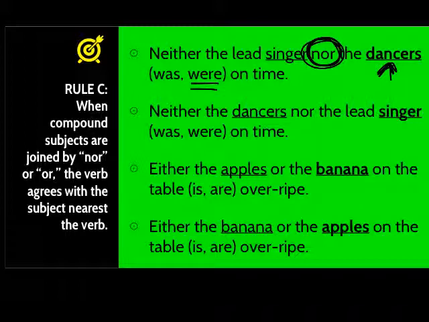The second sentence, I simply reverse the two subjects, dancers nor singer. Now singer, the singular form, is nearest the verb, and so I have to have the singular verb form.